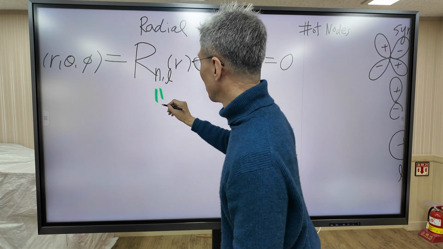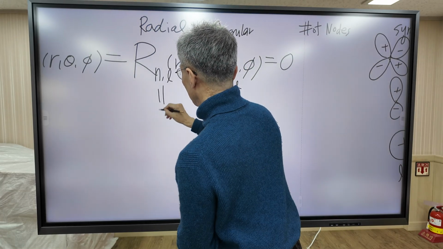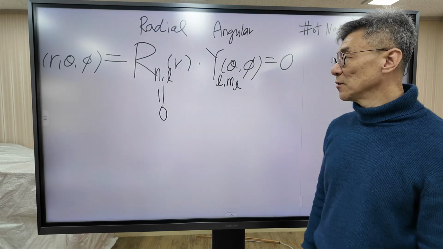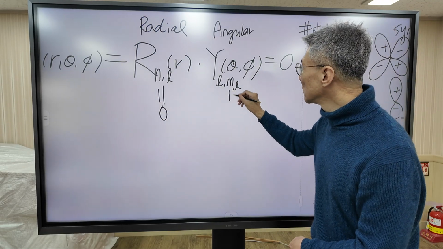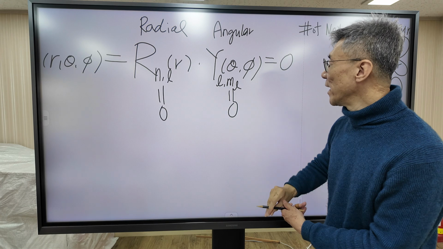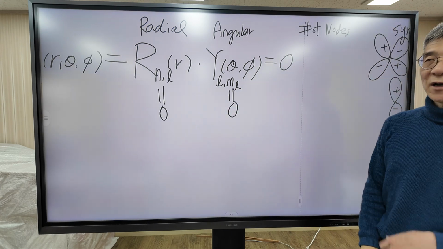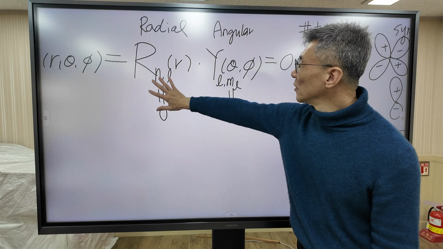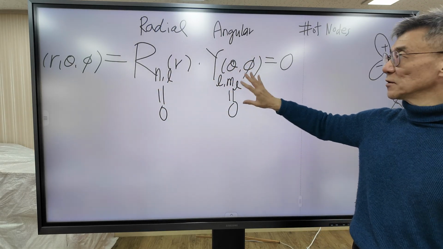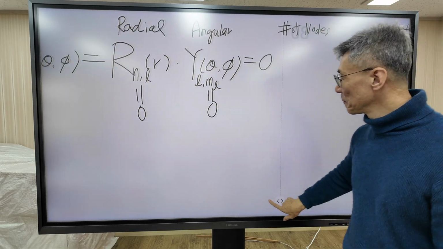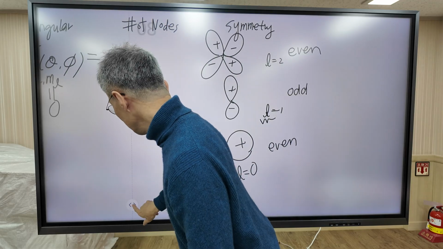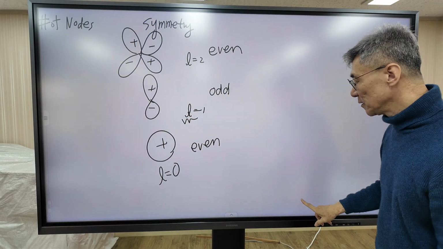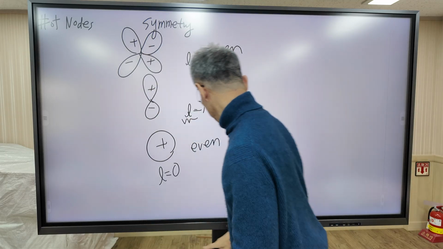So there are two kinds of nodes. First, the radial node, where the radial function becomes 0. The second type is the angular node, where the angular function is 0. So there are two kinds of nodes: radial nodes and angular nodes. First, check the angular node. The angular wave function looks like this. But before that, let's check the number of angular nodes.